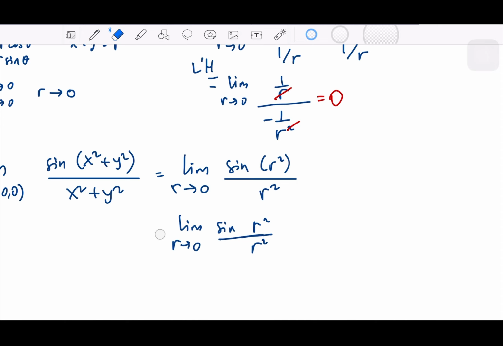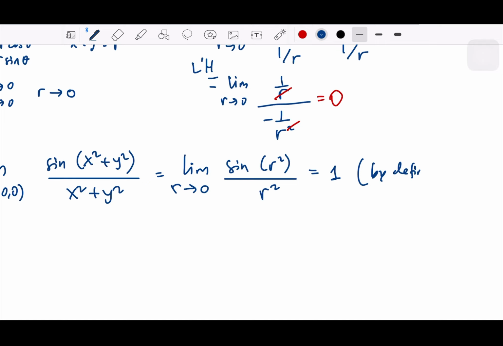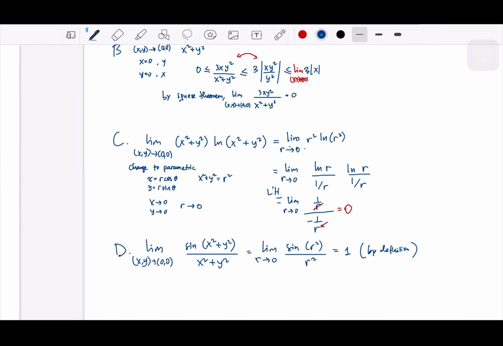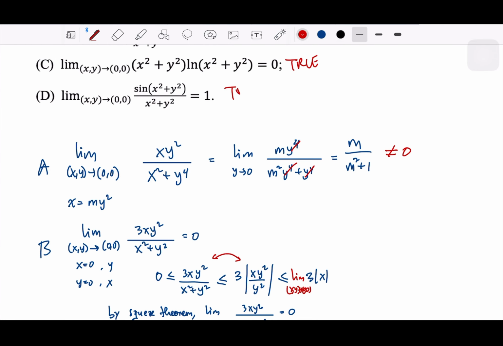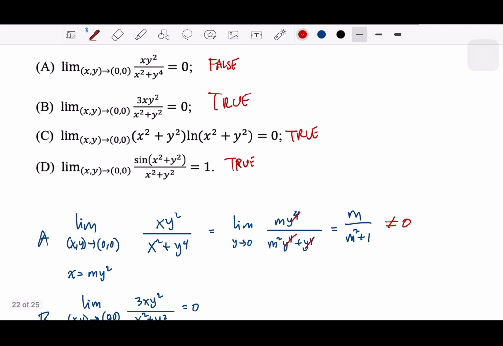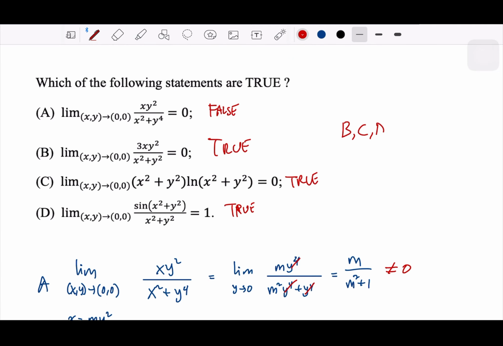This will be the result, or I think we can just write it in one line here. This is equal to 1 by definition. So this is again true. So B, C, D is our answer.